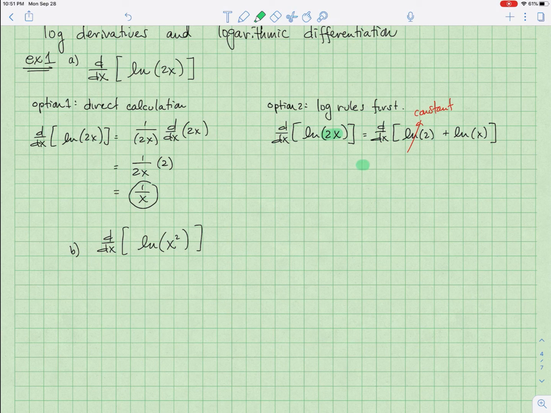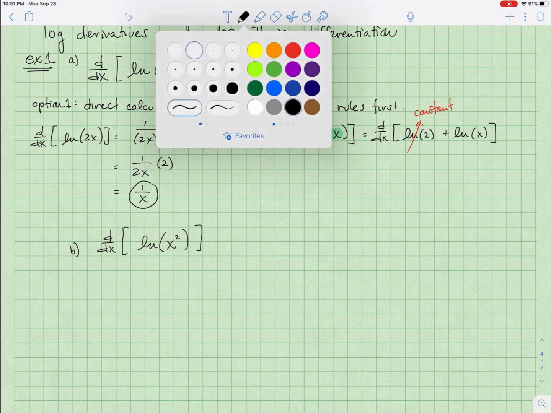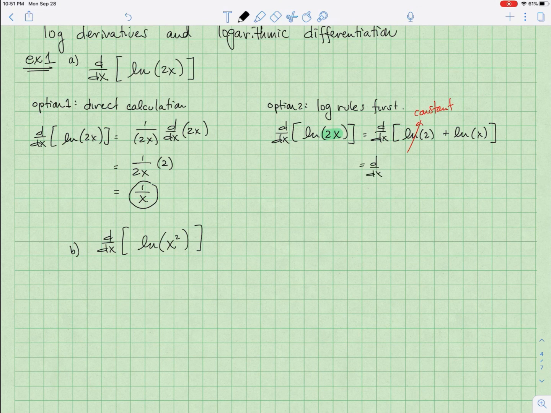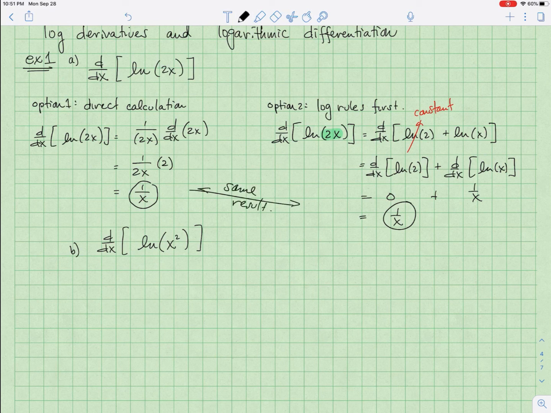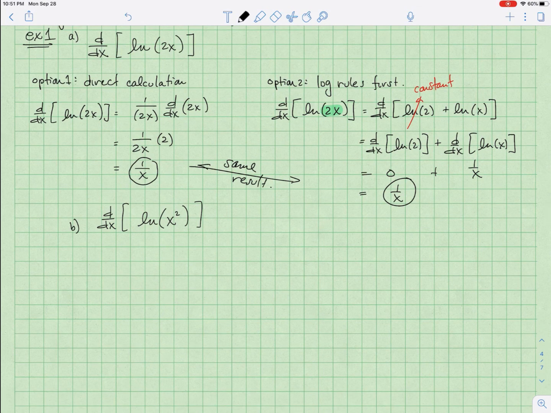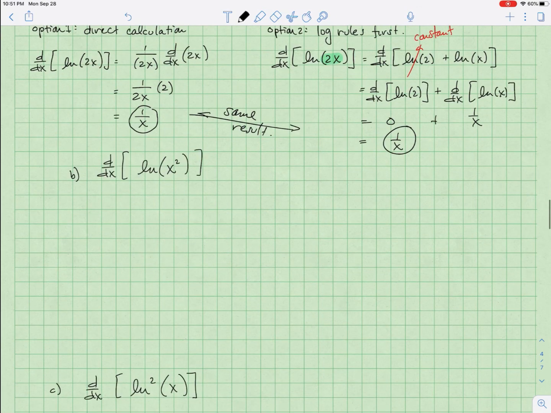This can be broken up as the derivative with respect to x of the natural log of 2 plus the derivative with respect to x of the natural log of x, which is 0 plus 1 over x, which is just 1 over x. And there you have it. The same result. Okay. Either way is fine. And you might be thinking to yourself, well, if I can do it either way, I'll just do it the first way every single time. Okay, that's great. Knock yourself out.